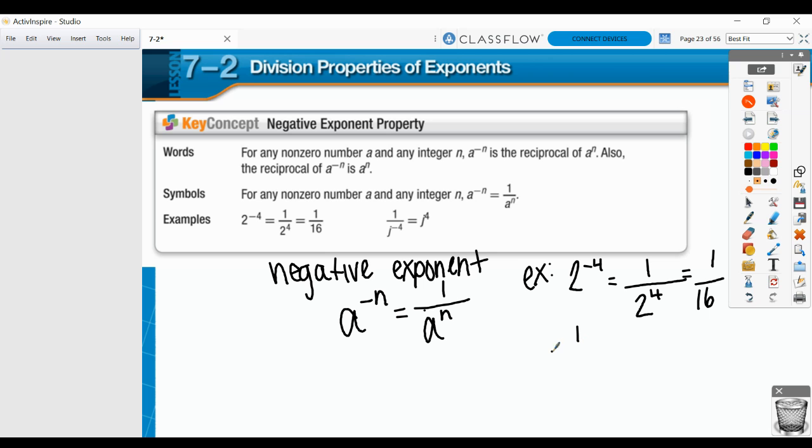Likewise, if you would have x to the negative 4th in the denominator, you flip it over the fraction bar and put it in the numerator to make it positive. So flip over, make positive.